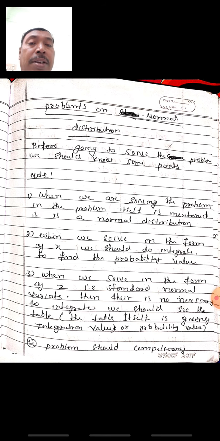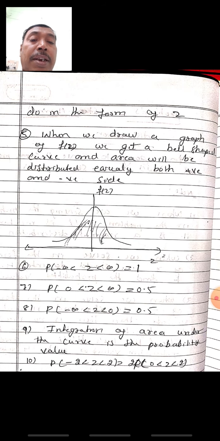Fourth point: the problem should compulsorily be done in the form of z only. There is no option to do it in x. It should be converted to z and then solve the problem. When we draw a graph for the function f of z, we get a bell-shaped curve, and that bell-shaped curve has area distributed normally and equally on both the positive side and the negative side.